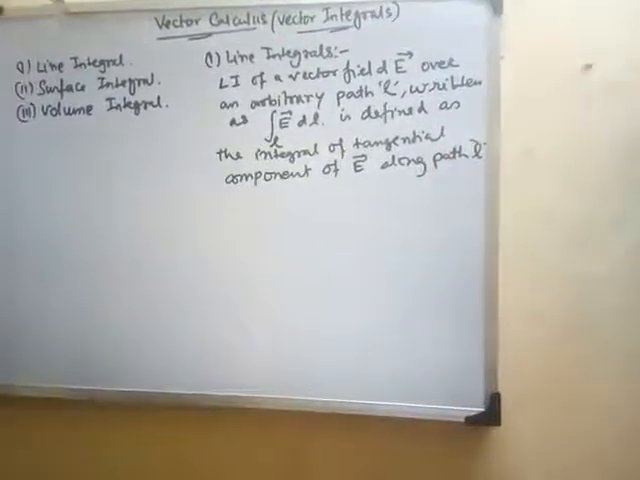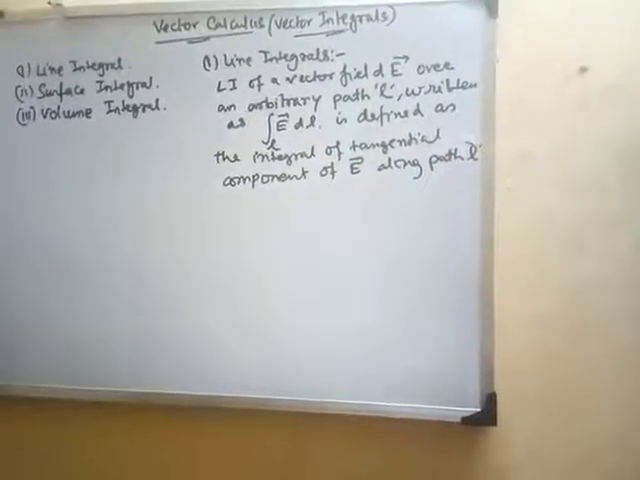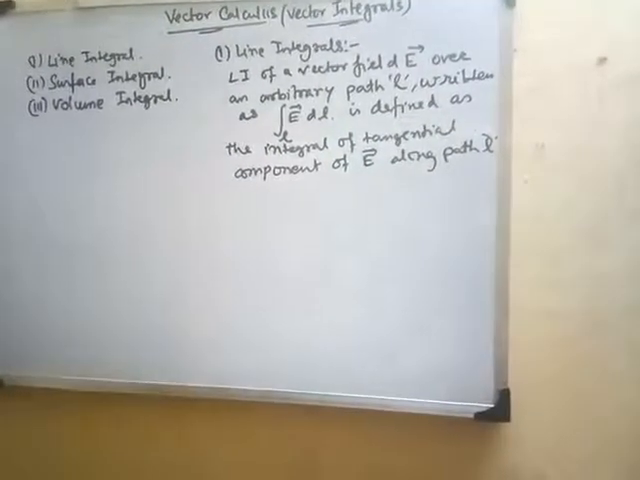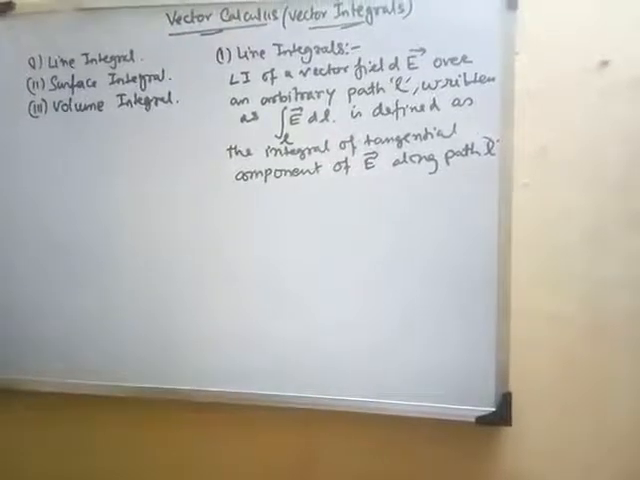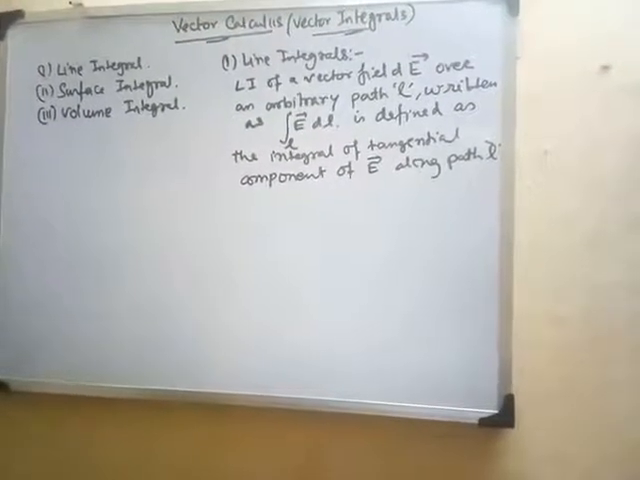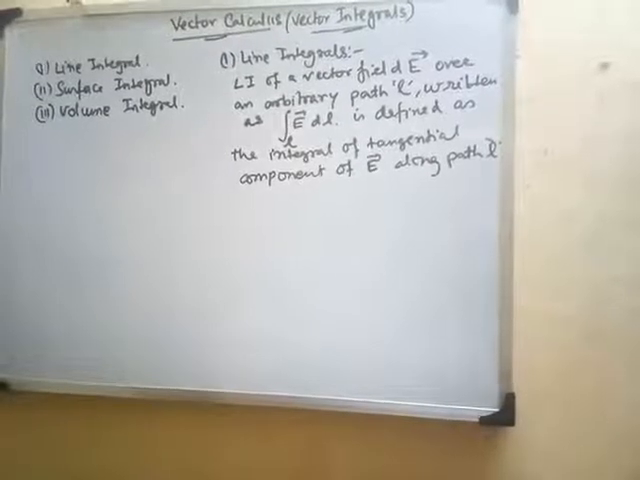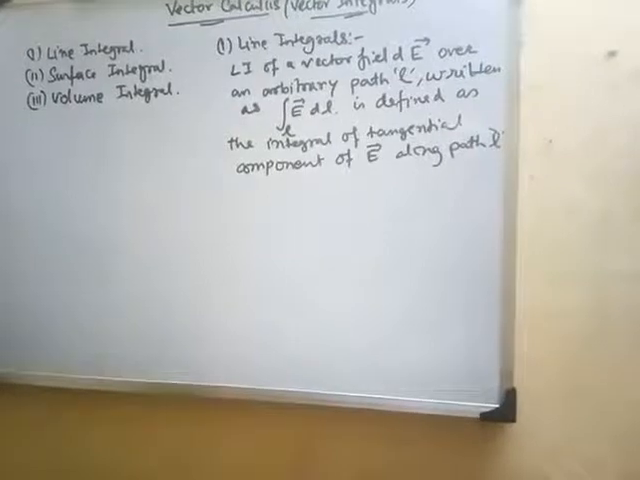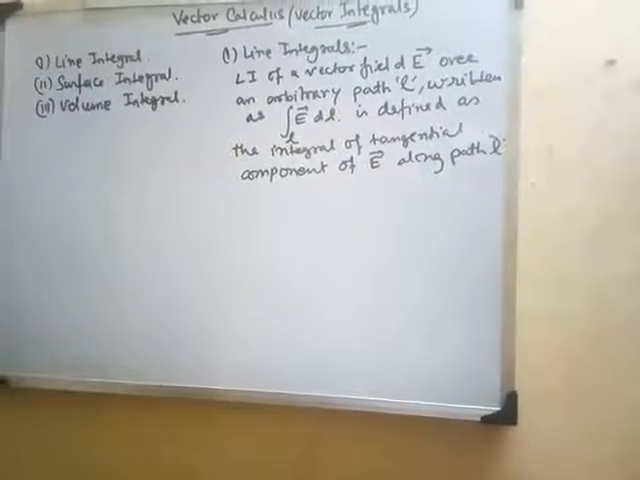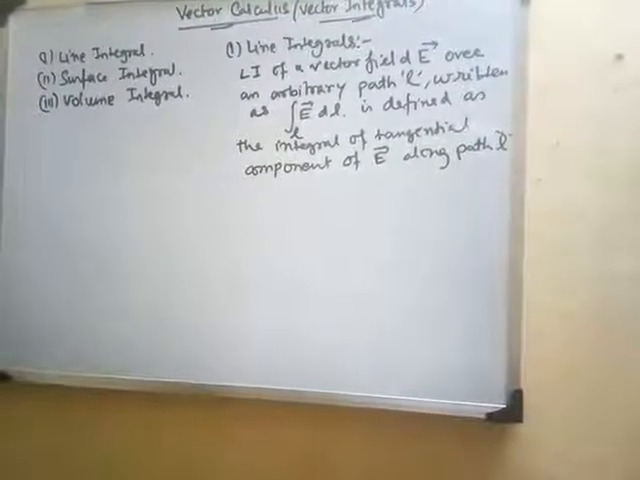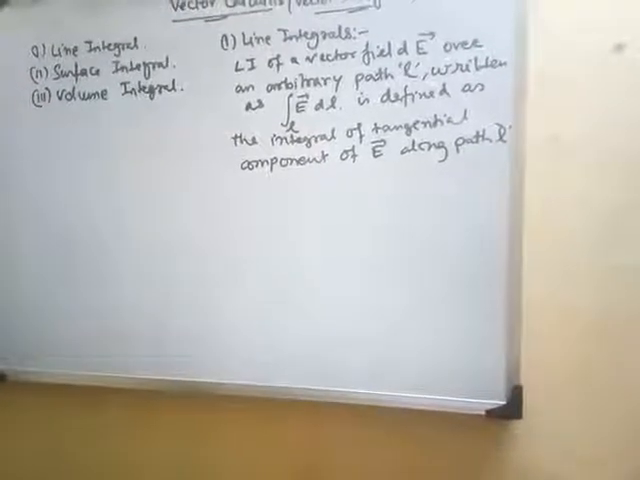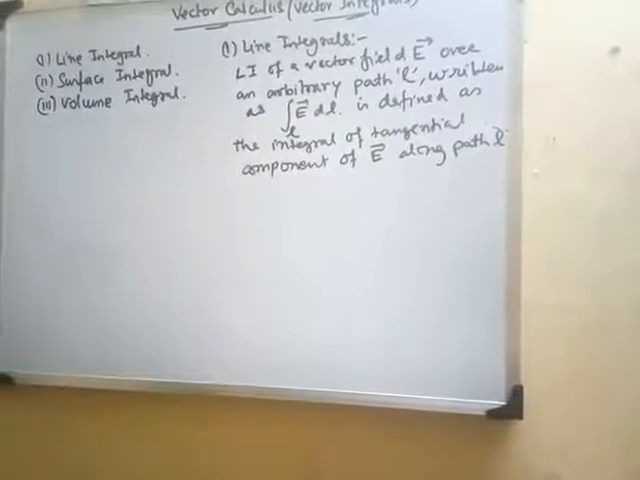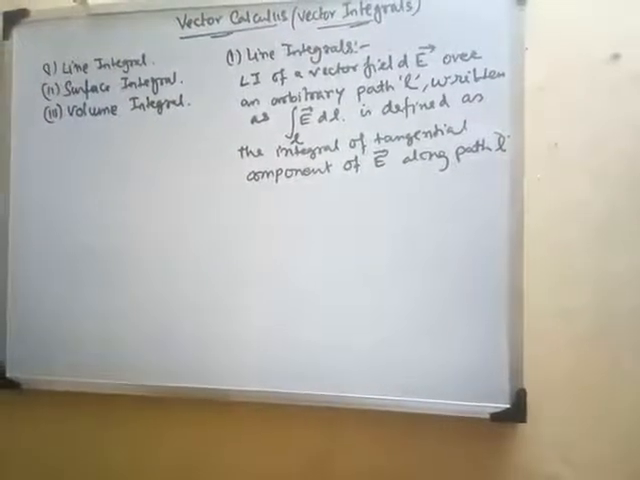Now, what the line integral says: line integral of any vector field E, where E is the vector, over an arbitrary path L. This path L is a path or a line, written as, this is the denotation, integral of E vector dl, and this is defined as the integral of the tangential component. So I have to remember this term, the tangential component. So we are going to integrate the tangential components of E vector along the whole path L.